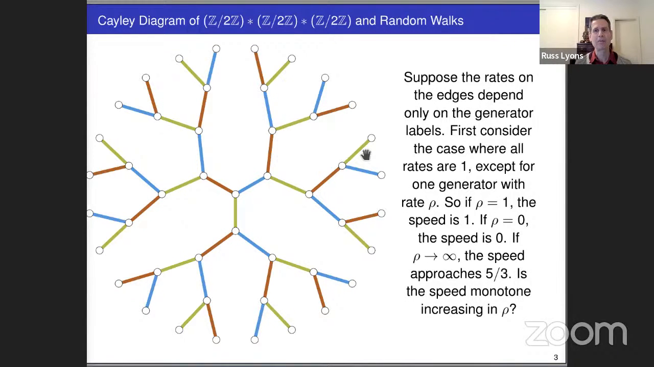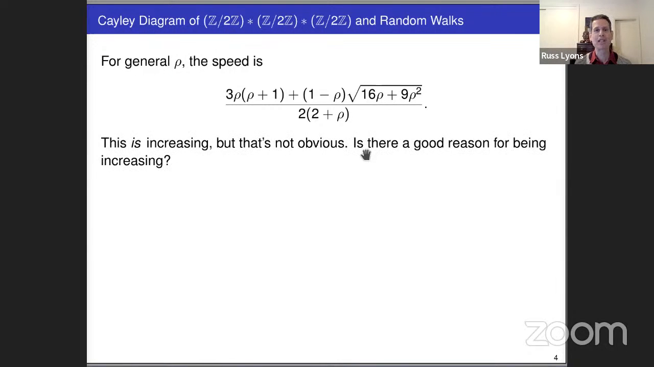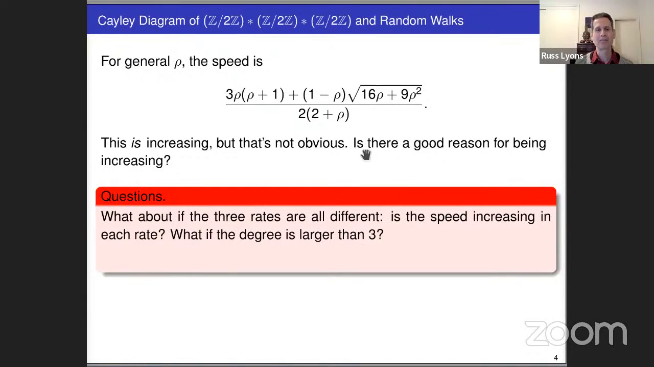That is going to be one of the fundamental questions here. So in this particular case, there's a formula I've written down here for the speed. Well, you can see it's not so obvious. It doesn't simplify. And it turns out that this is increasing in rho, but even that is not so obvious with the formula. So is there a good reason that it is increasing? So how can we decide whether we have a good reason? Well, we could answer the following questions.